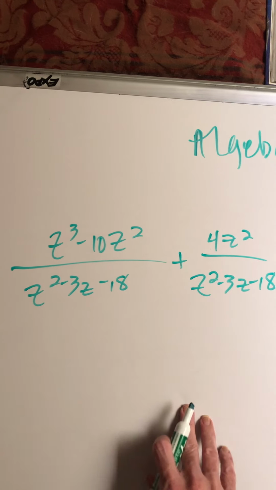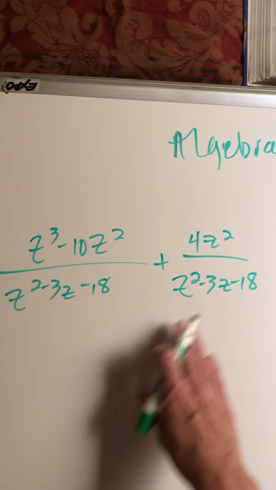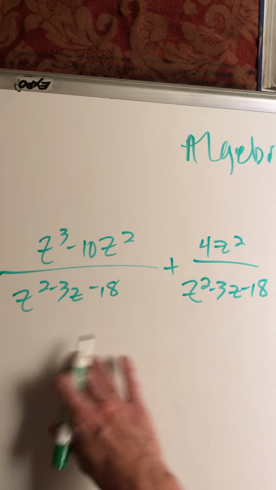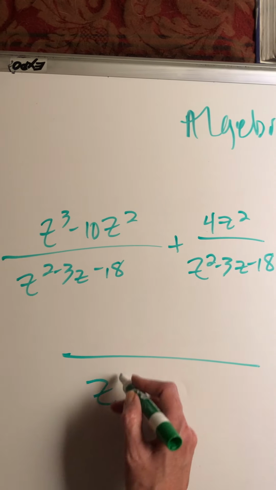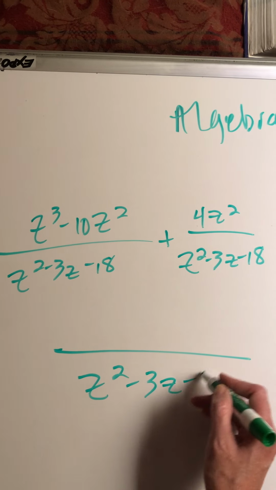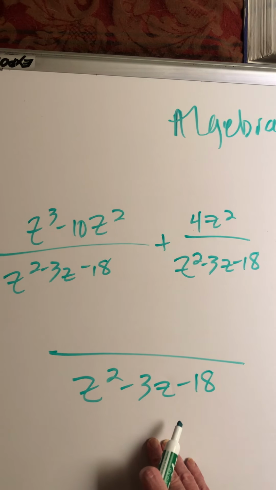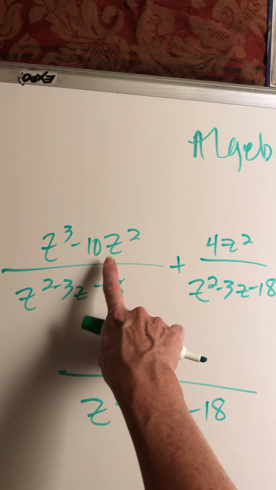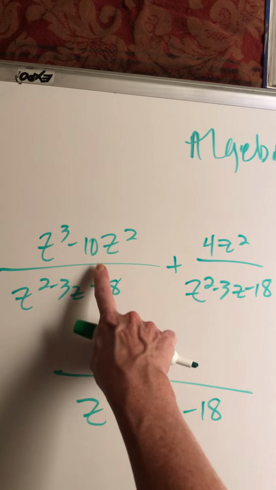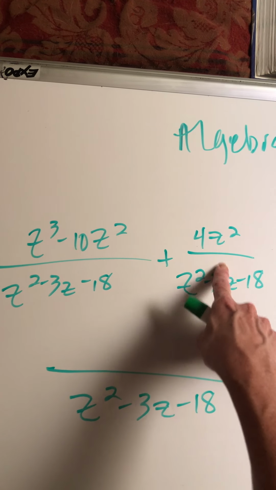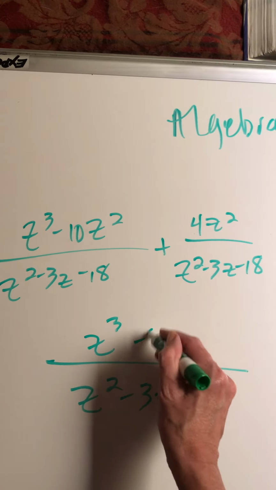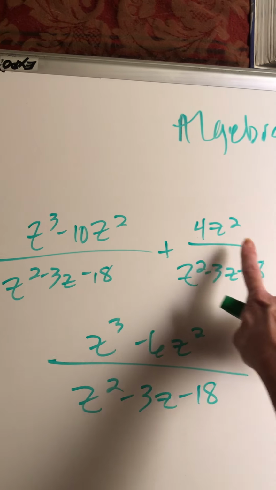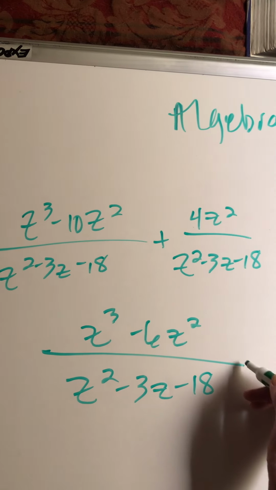Z cubed minus 10z squared over z squared minus 3z minus 18, and then 4z squared over z squared minus 3z minus 18. So again, my denominators are the same, so I'm just going to write that denominator down, z squared minus 3z minus 18. And then I'm going to combine like terms in the numerator because we have like terms. We have a negative 10z squared and a positive 4z squared. So z cubed minus 6z squared, because negative 10z squared plus 4z squared is negative 6z squared.